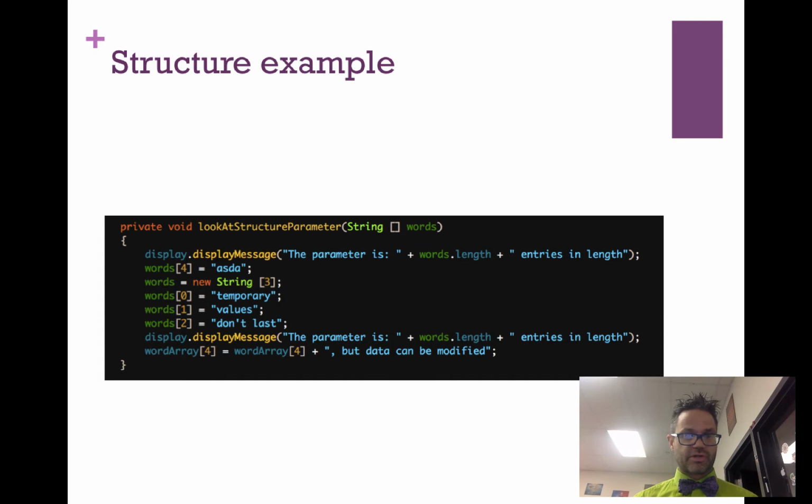And so temporary values don't last. So I display message words.length, now words is length 3 because it's now a local variable. It exists only inside the contents of these squigs. But I still have access to word array, my original array, my data member that belongs to that, and that's of length 5, so I can still access that fifth index inside the array, and I can still modify it internally.